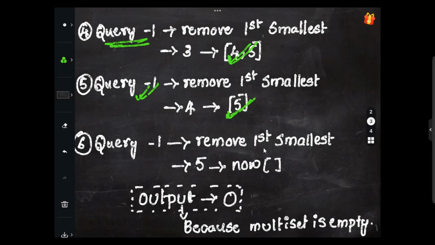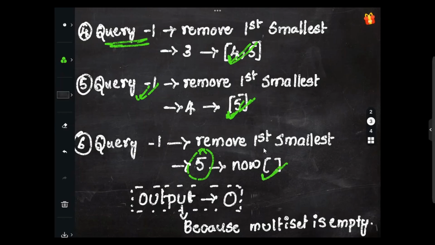The first smallest element that is present in the array is 5. We have only one element in the array, that is nothing but 5. So we will be removing that 5 from the array. Now we are left with the empty array, right?